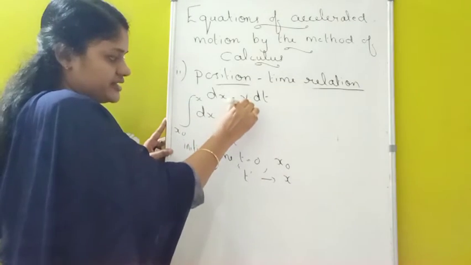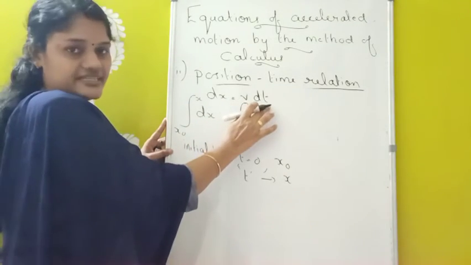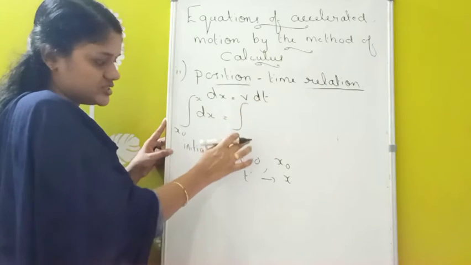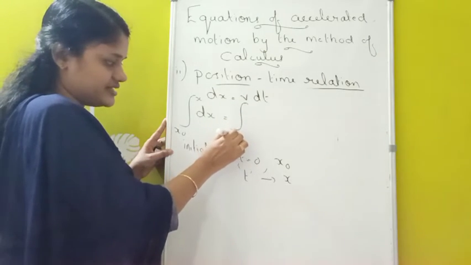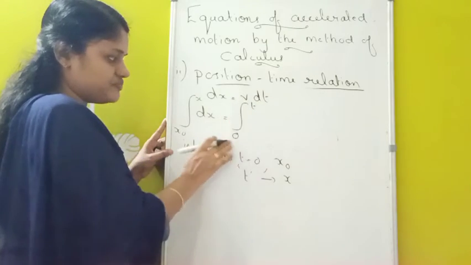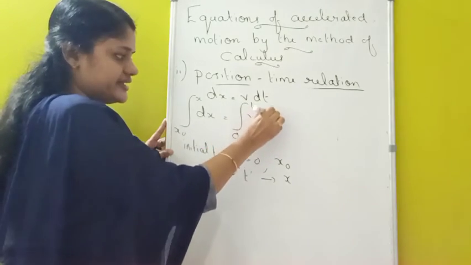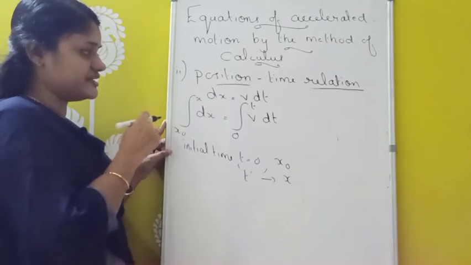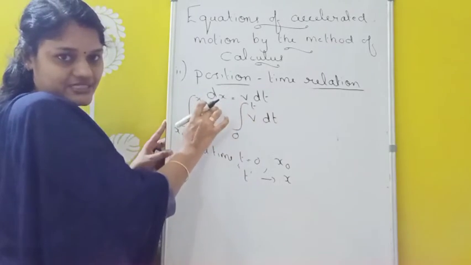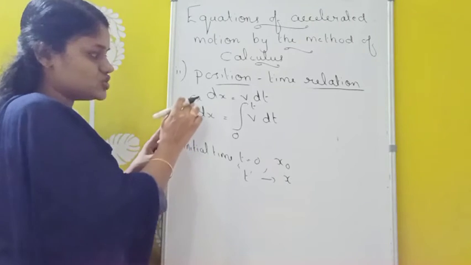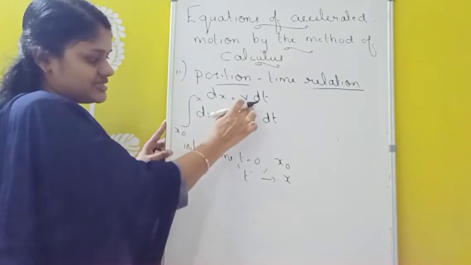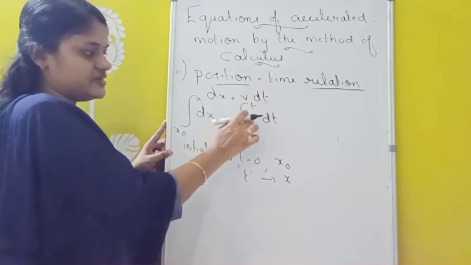On the right hand side we have dt. Time is the variable here, and time is changing from 0 to t. So I am writing here 0 to t v dt. I am integrating both sides, LHS as well as RHS. On the left hand side we have displacement. So integral x0 to x dx equals integral 0 to t v dt.